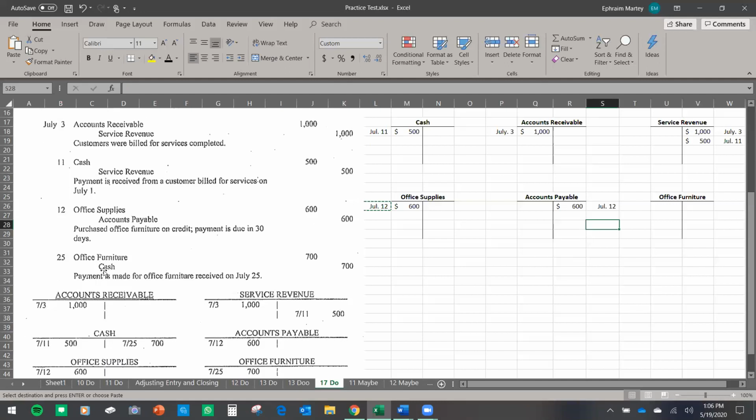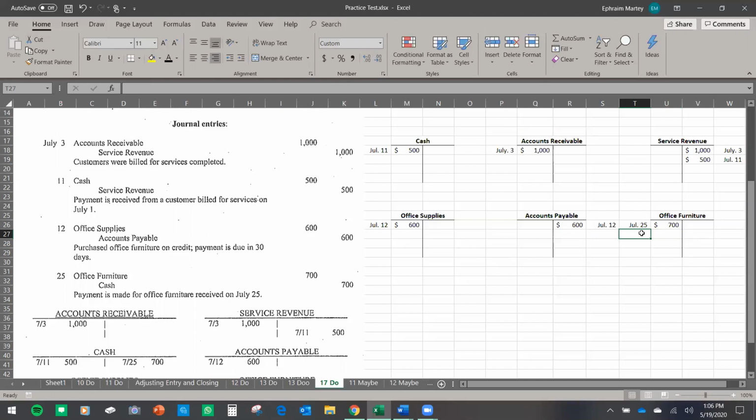And then the last one, office furniture is increasing by 700. So office furniture, it's a debit. So we do the $700. And what is the date? July 25th. And then we paid with cash, so we are going to reference and reduce cash by that amount, 700. And then we can reference the date right here. So we have the date also as July 25th.